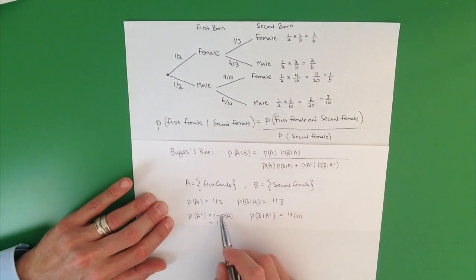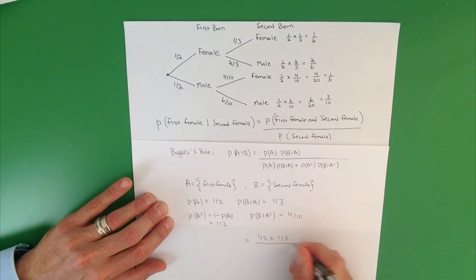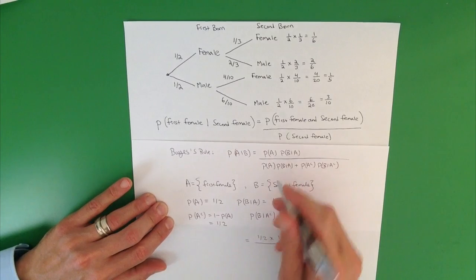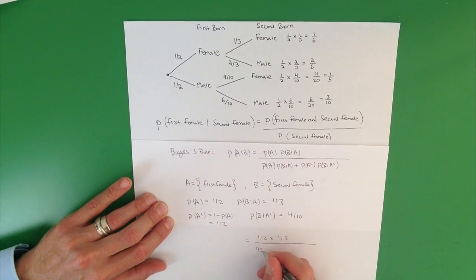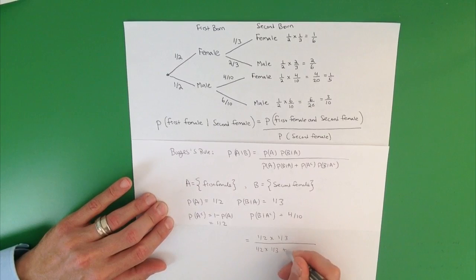So now we can take these individual probabilities and plug them into this formula. So now it becomes the probability of A is 1/2. The probability of B given A is 1/3. And probability of A again is 1/2. Probability of B given A is 1/3. Plus the probability of A complement is 1/2. And the probability of B given A complement is 4 out of 10.